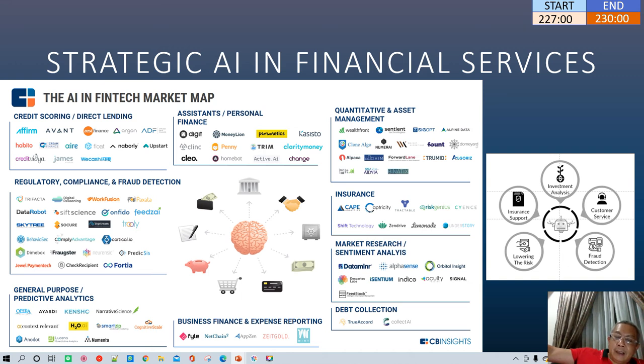Business, finance, and expense reporting. Okay, this is where you use AI to analyze how to improve your financial management in your company. Regulatory, compliance, fraud detection is where you try to use AI, for example, to detect fraud, or to detect anti-money laundering, because the transactions are too many already. We cannot use the old way of manually auditing transactions, because there are too many. If we want to audit 1 year of transactions, but it will take us 5 years to audit 1 year of transactions, it's going to be a game that we'll never be able to chase up. So we use AI in order to detect possible fraud.